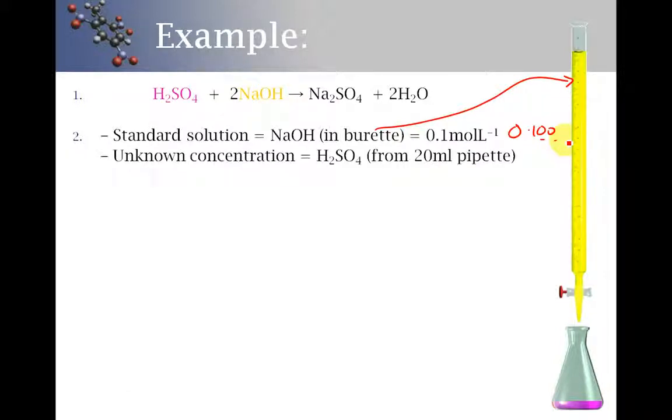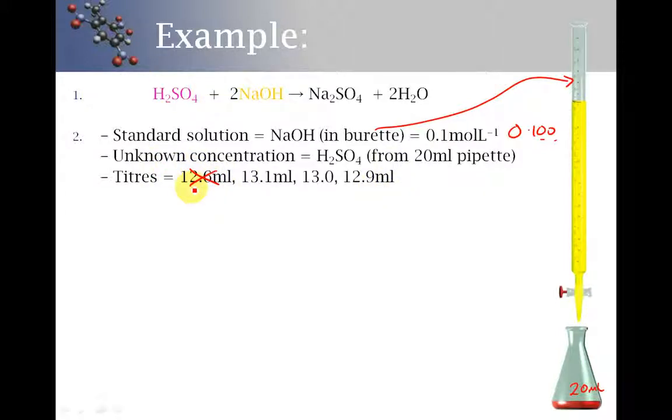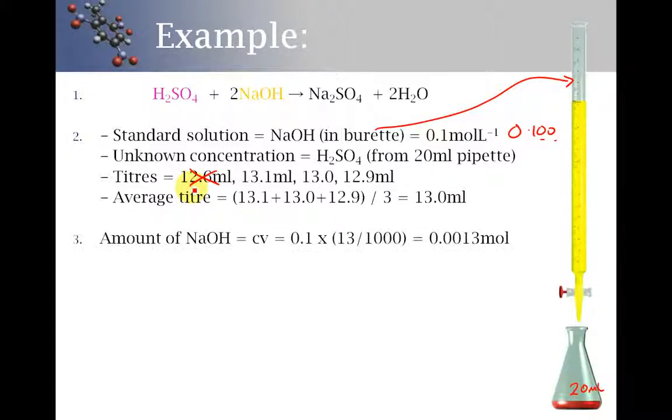Okay, the unknown concentration is from a 20 ml pipette. So I've got 20 ml down there in the bottom. That's the purple stuff. Notice the colours at the top too? They sort of match. Excellent. Okay, then I do my titration. Notice the colour changed, my liquid went down, and I've got these values here. Well, I'm going to get rid of that one because that is the outlier. The average titre is that, as we worked out earlier.